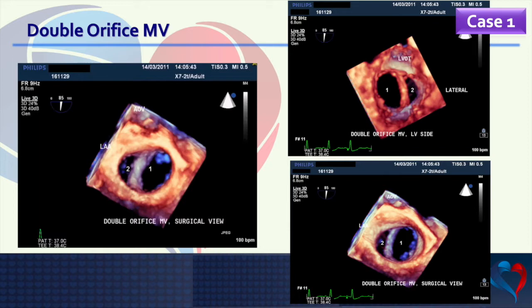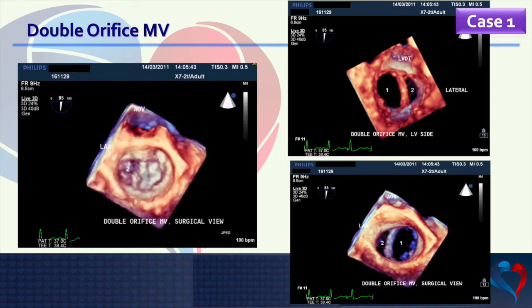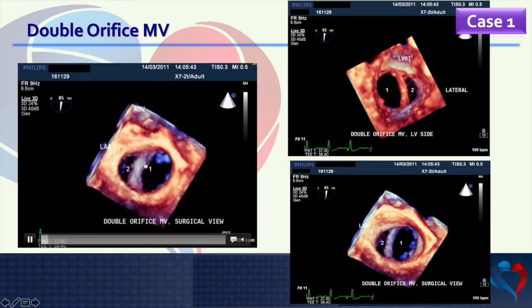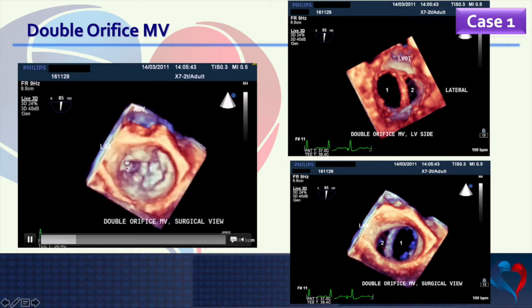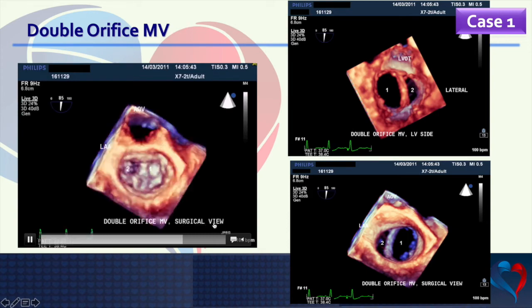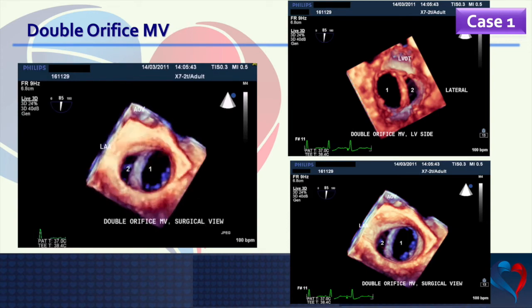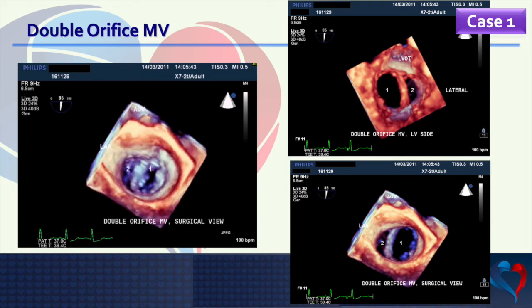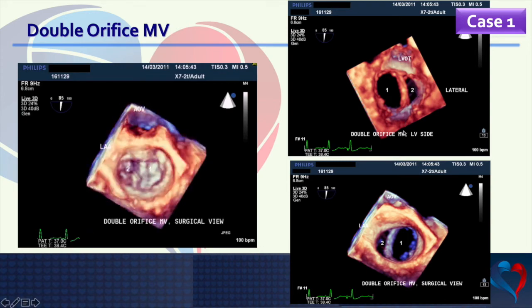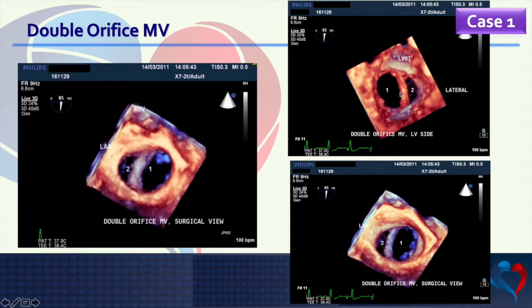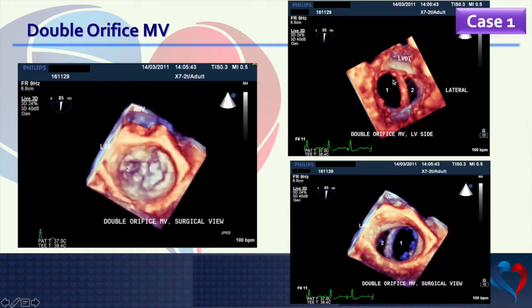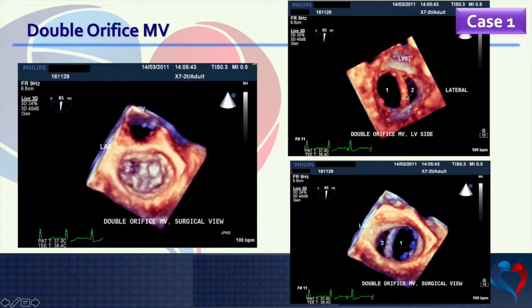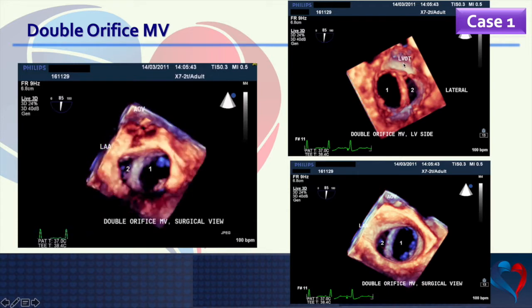When we look at the mitral valve by three-dimensional echocardiography, we can see that we have two orifices of the mitral valve. One is medial, which is the larger one, and this is smaller, which is the lateral one. This is the surgical view. We are looking at the mitral valve from the left atrium towards the left ventricle. This is the double orifice. From the LV side, we are sitting in the left ventricle and looking towards the left atrium, and we can see this is the larger orifice and this is the small orifice, and this is the left ventricular outflow tract.